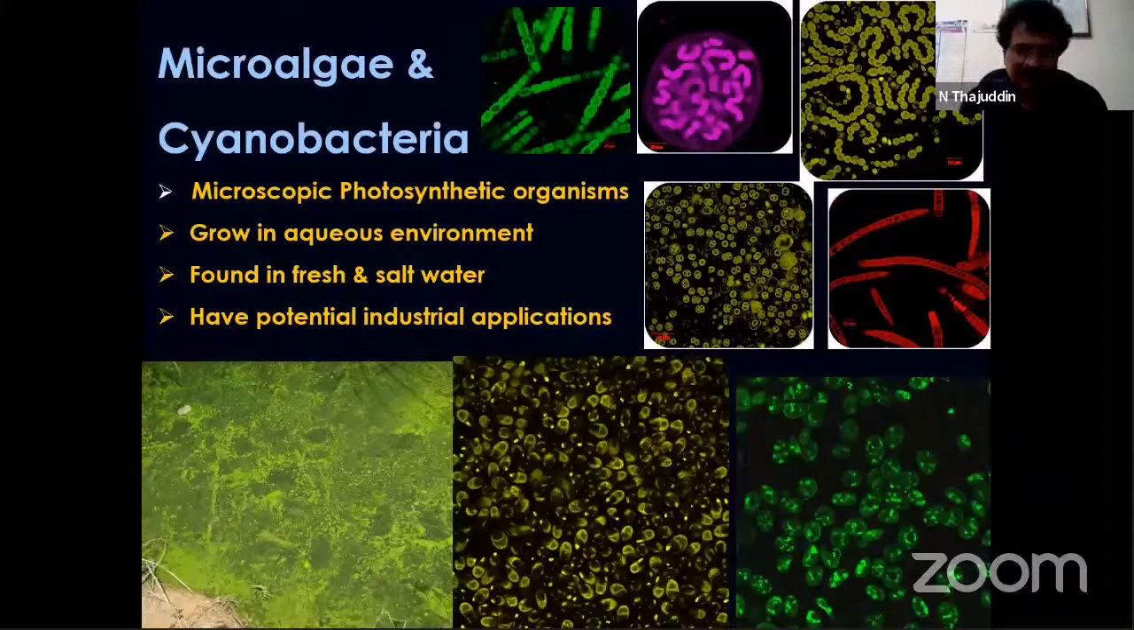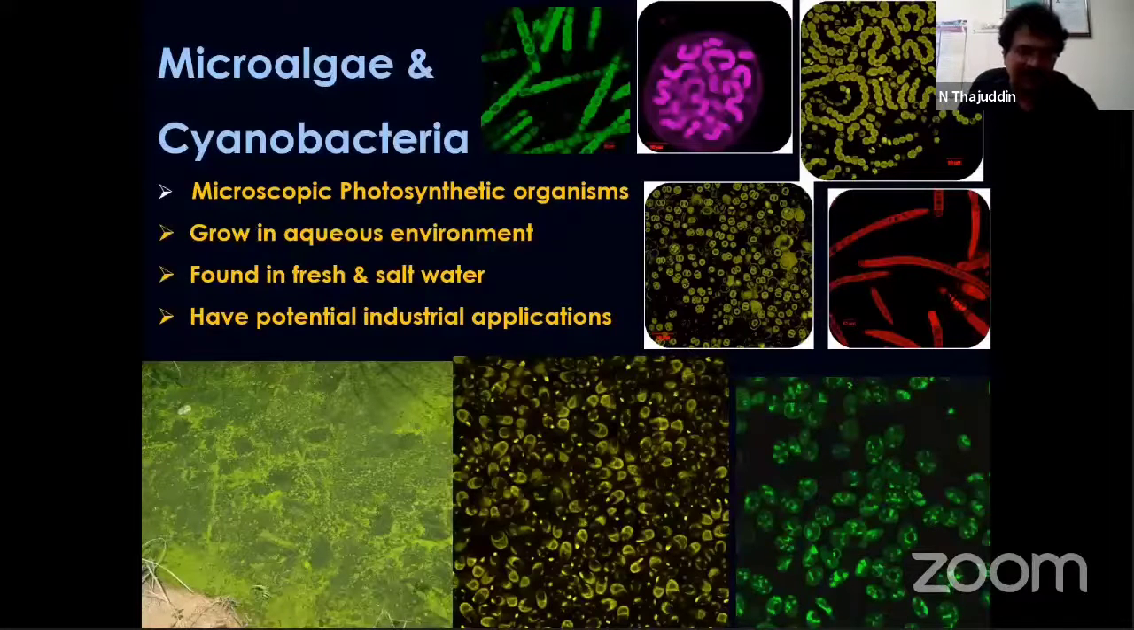So we need not go to any special environment to collect the microalgal and cyanobacterial biodiversity, because wherever sunlight and moisture are there, definitely you can get the growth and survival of these organisms. That is why these organisms are regarded as cosmopolitan in distribution and as primary producers.